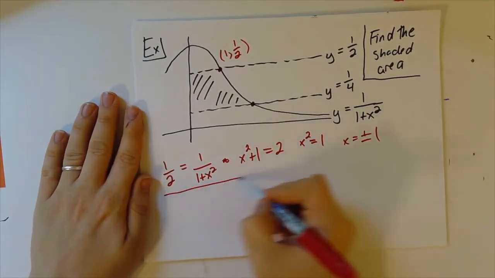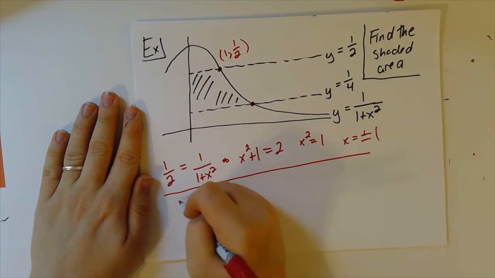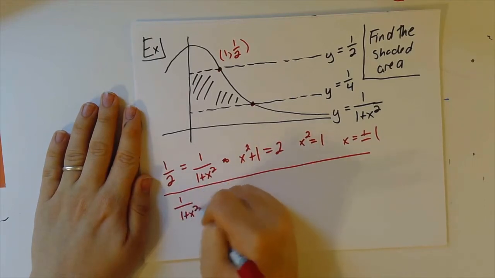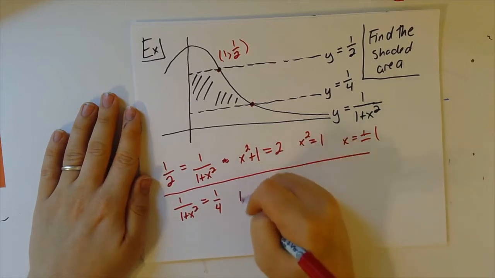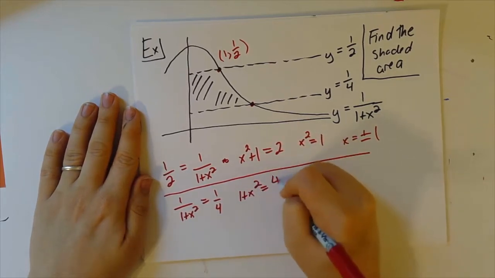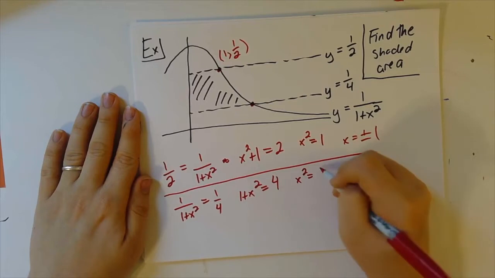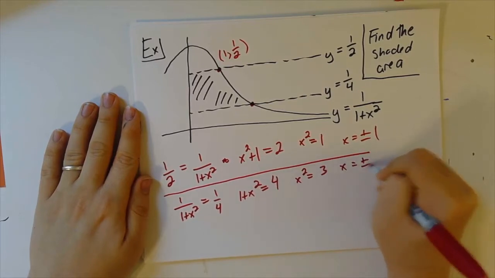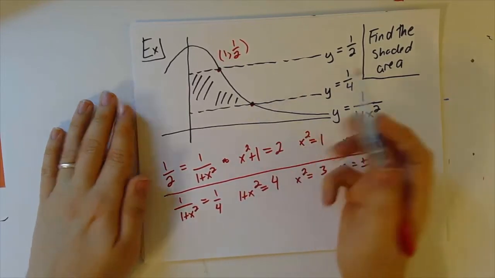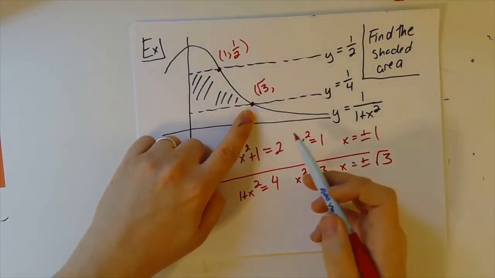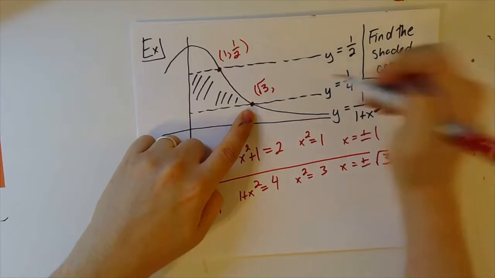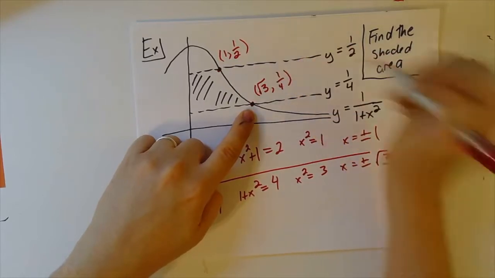Okay. This intersection, this is where 1 over 1 plus x squared equals 1/4. So that is 1 plus x squared equals 4. So x squared is 3. So x is plus or minus the square root of 3. Certainly this is the plus square root of 3 one. And so this is the point (square root of 3, 1/4).